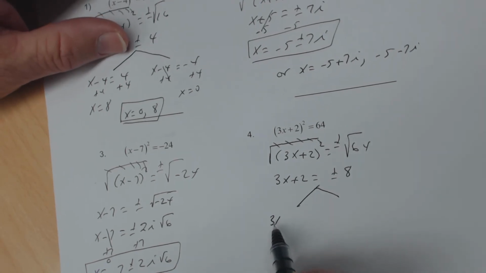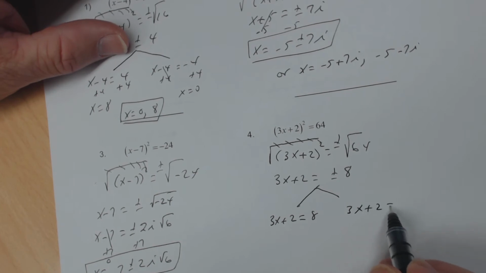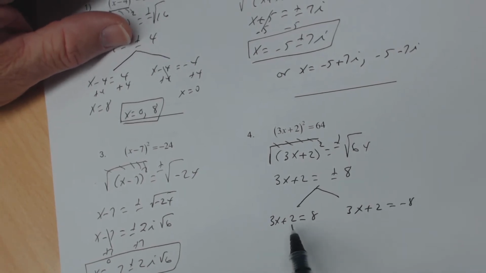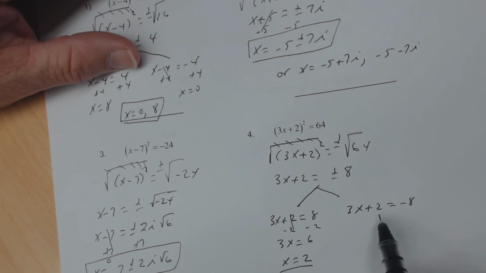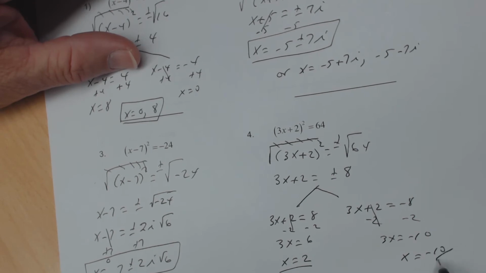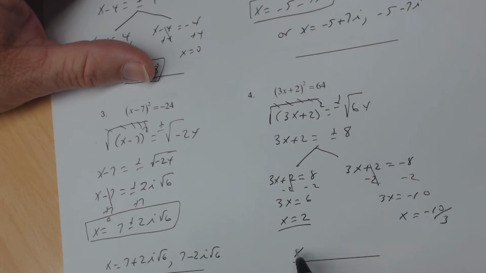So you're going to say 3x plus 2 equal 8. 3x plus 2 equals a negative 8. And then you're going to solve these linear equations for x. So subtract 2. I get 3x equals 6, so x is 2. Here, subtract 2. I get 3x equals a negative 10, so divide both sides by 3, and x is negative 10 thirds. And so your solutions are these two rational numbers, so x equals negative 10 thirds, comma, 2.